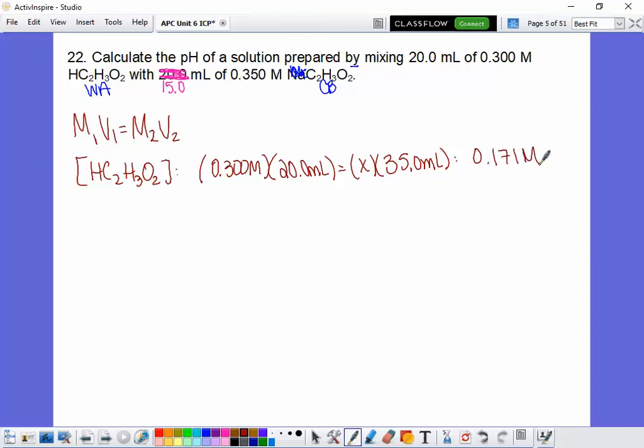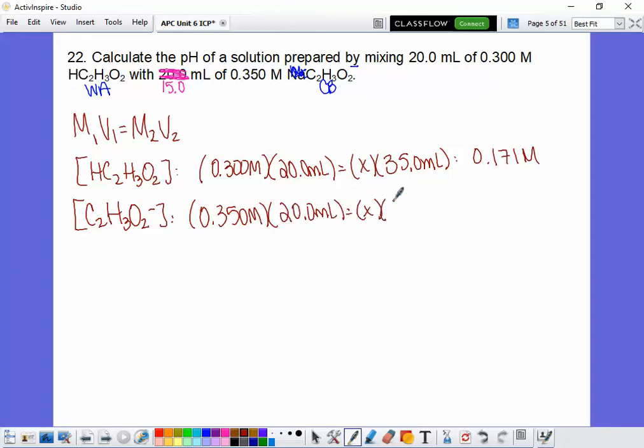And then we're going to do the same thing with the base. What's my starting concentration for my base? 0.350. What's my starting volume? 20. And my total volume is still 35. Oh, yep, it's 15. You guys lied to me. Forgot that I changed the problem. 15 of my starting volume. All right, so go ahead and calculate that new concentration.